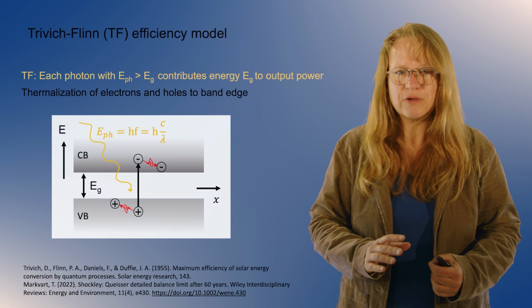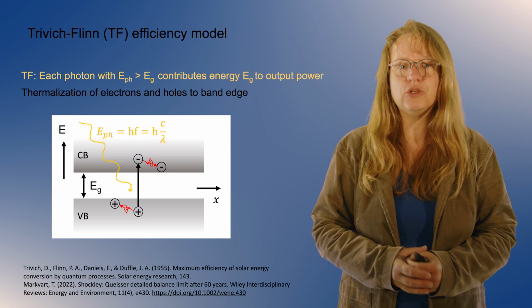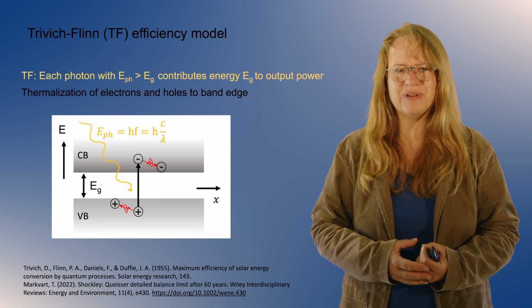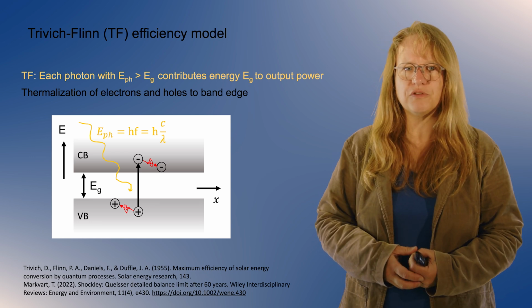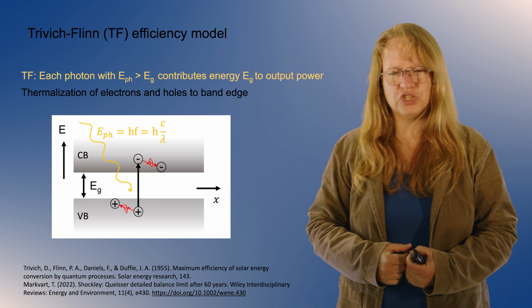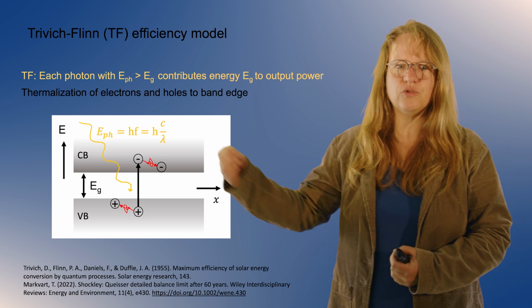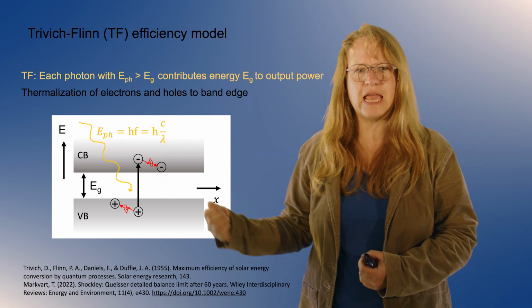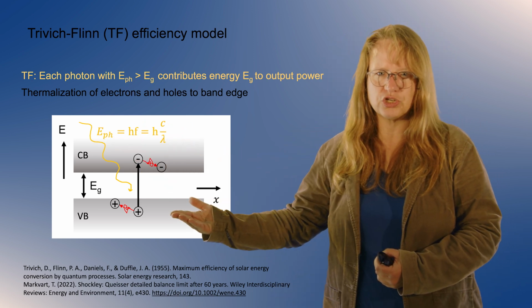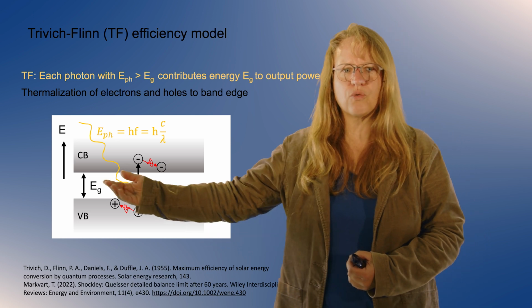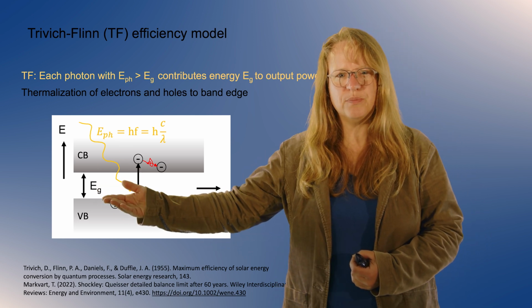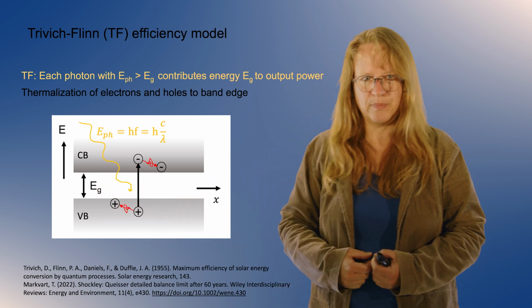Let's start with a quick review, because we are going to reuse part of what I already told you in other videos. First of all, the Trivich and Flinn efficiency model considered the situation where we have incident radiation onto a semiconductor. The semiconductor is described by a band gap, e.g. between the valence band and the conduction band.